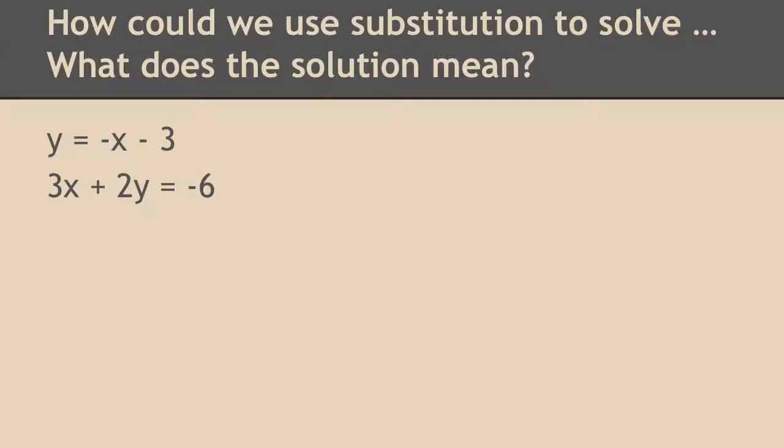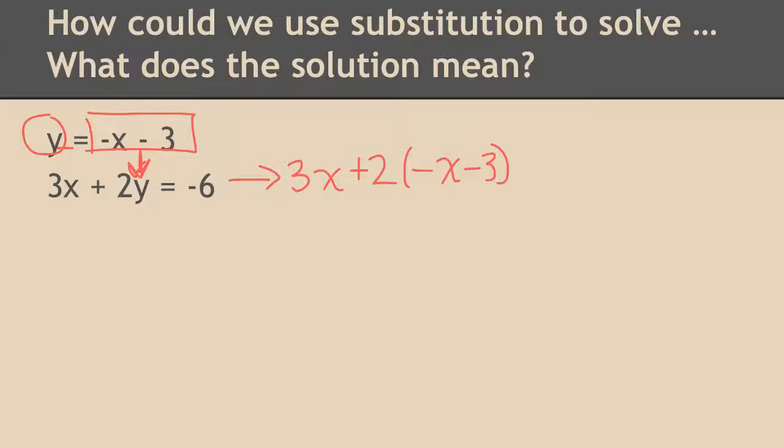Okay, so I know that y is worth this amount. So I should be able to substitute y for negative x minus 3. So I'm simply going to rewrite this. 3 times x plus 2, but instead of the y, I'm going to put what it equals from the first equation. And that all equals negative 6.